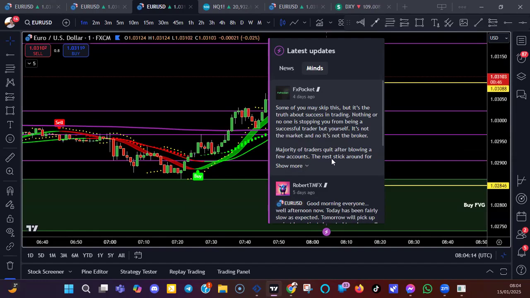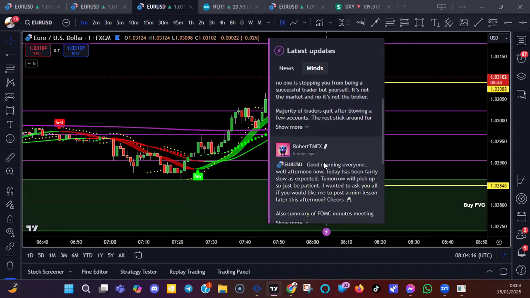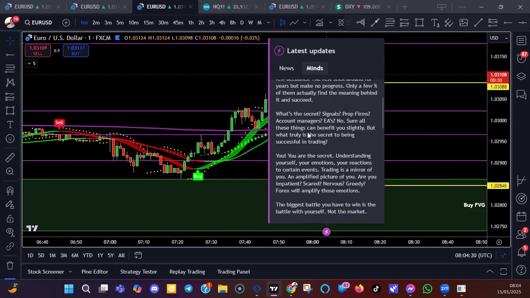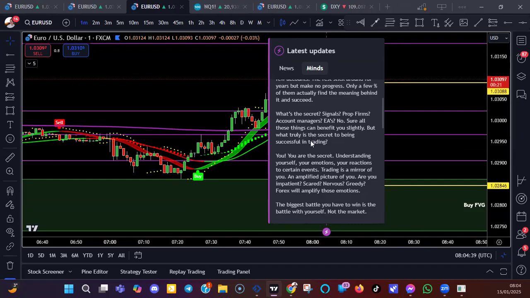Majority traders quit after blowing a few accounts. The rest stick around for years but make no progress. Only a few percentage of them actually find the meaning behind it and succeed. What's the secret? Signals, prop firms, account managers, EAs? No. Sure, all these things can benefit you slightly, but what truly is the secret to being successful in trading is you. You are the secret.